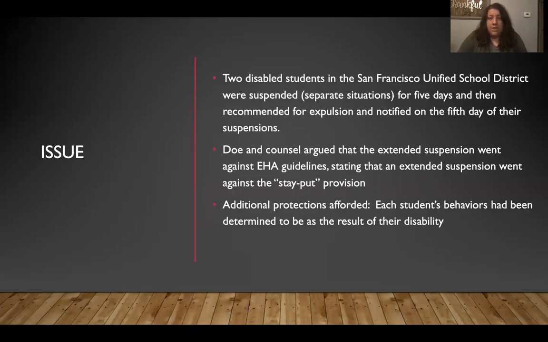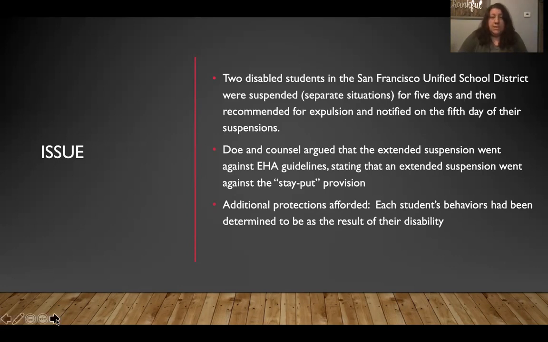Doe and counsel argued that the extended suspension went against EHA guidelines, stating that an extended suspension went against the stay put provision, essentially suggesting that the educational programming of these students had been changed without following the EHA protocol. Further, it is known that additional protections are afforded for each student that behaviors have been determined to be the result of their disability, which was the case for both of these students.